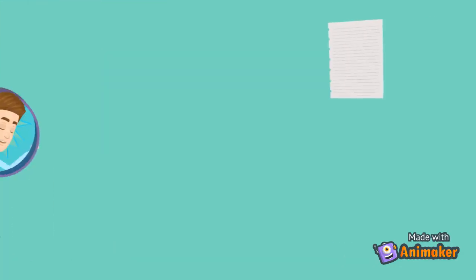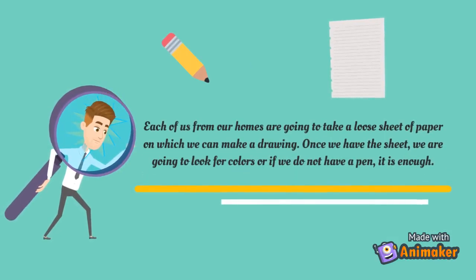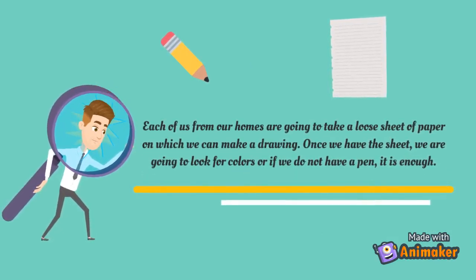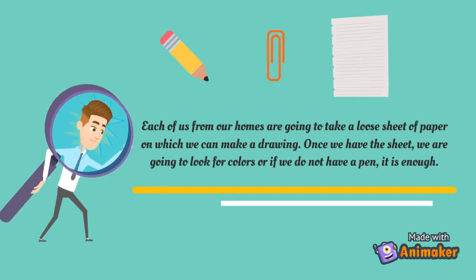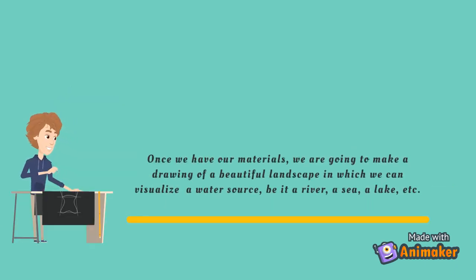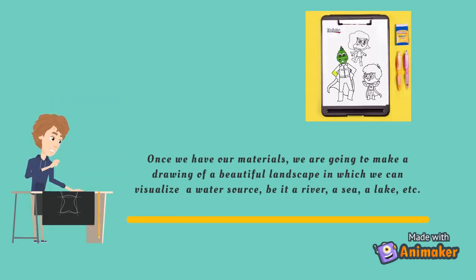Let's start the activity. Each of us, from our homes, is going to take a loose sheet of paper on which we can make a drawing. Once we have the sheet, we are going to look for colors, or a pen. Once we have our materials, we are going to make a drawing of a beautiful landscape in which we can visualize a water source, be it a river, a sea, a lake, etc.